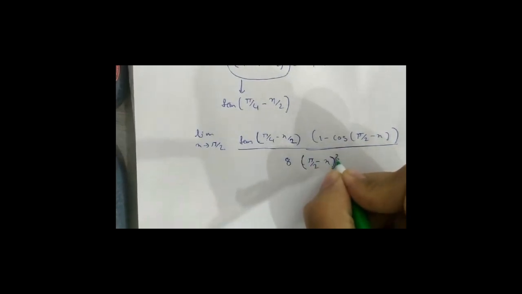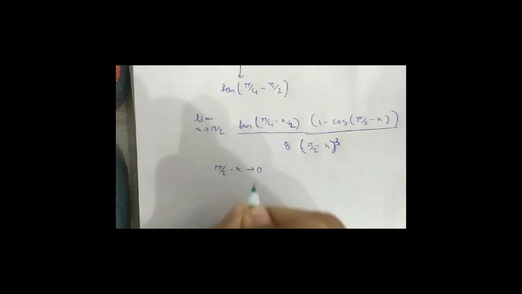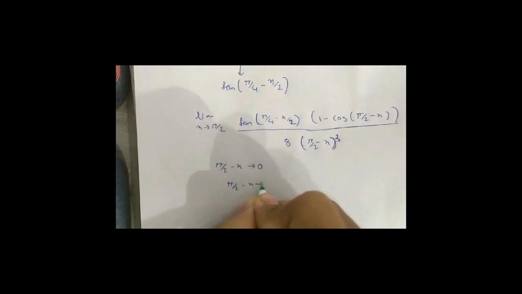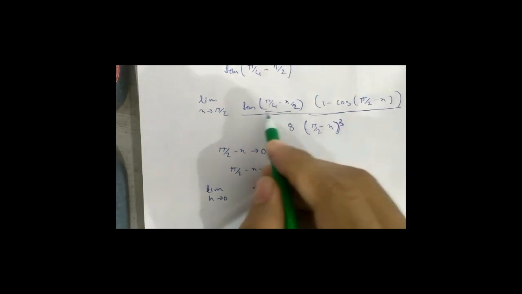Now if x is tending to pi by 2, we can say that pi by 2 minus x would be tending to 0, right? So let's substitute pi by 2 minus x as h. Let it be like this. Then we are changing the variable right now. So limit h now would be tending to 0, right? And if you observe this, this is nothing but h by 2, simply h by 2, right? Great.